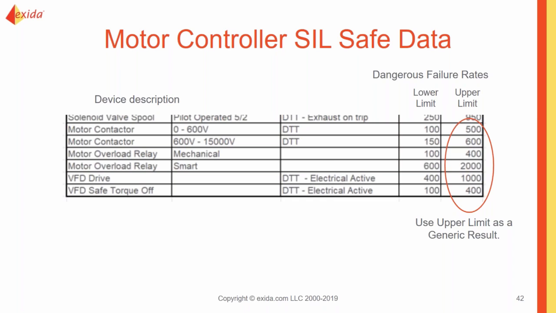If you are ever in a situation where you have over-optimistic data, I always tell my customers, go to SILSafe Data, use that upper limit as a generic number. It's going to give you conservative results. However, what are you protecting against? Is it something that could have a fatality? Well, I would prefer to be conservative if a fatality is on the line.